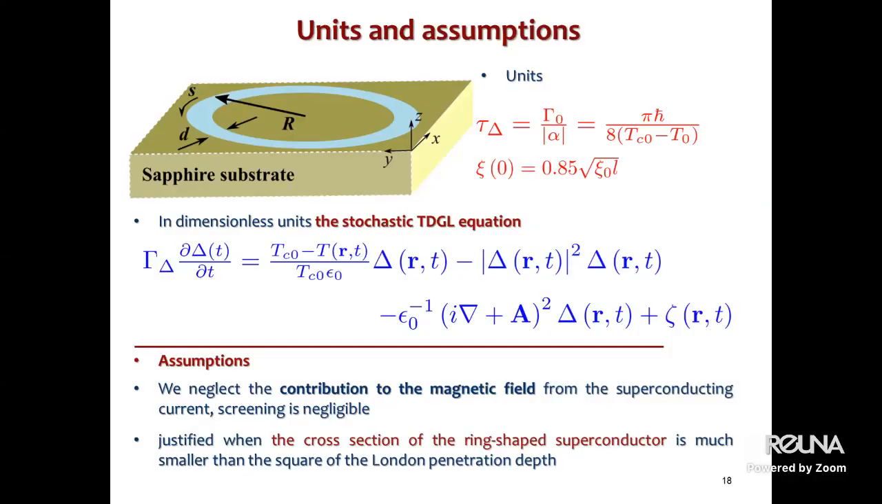Also, we neglect the contribution to the magnetic field coming from the superconducting current, because screening is negligible in our system. This neglect is justified due to the fact that the cross-section of the sample is significantly smaller than the square of the London penetration depth. That's why we neglect it.